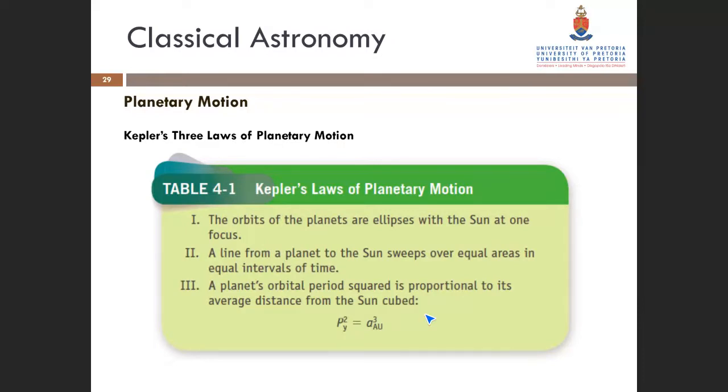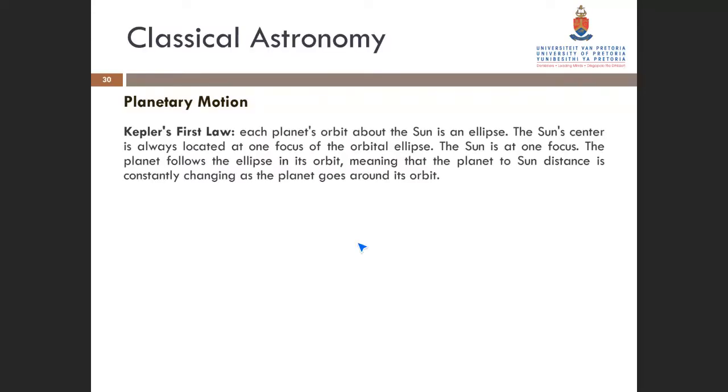So the first one is, the orbits of the planets are ellipses with the sun at one focus. Number 2, a line from a planet to the sun sweeps over equal areas in equal intervals of time. And then number 3, a planet's orbital period squared is proportional to its average distance from the sun cubed. So let's look a little bit deeper at this.